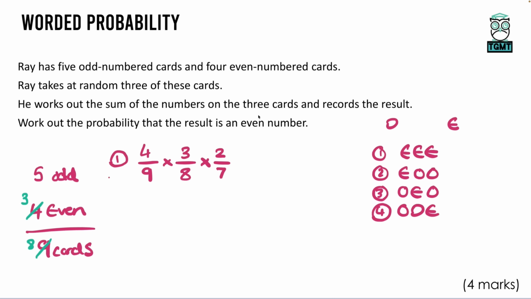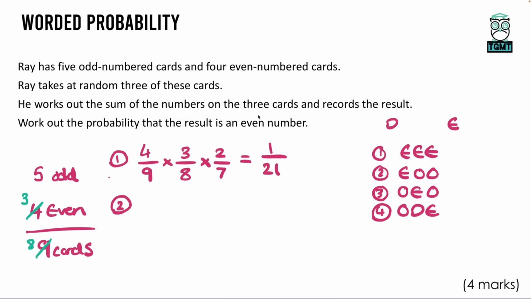Now I can type this one into my calculator. So times 3 over 8 times 2 over 7. That one there is quite nice. It does come out as 1 over 21. The calculator simplifies it for me.